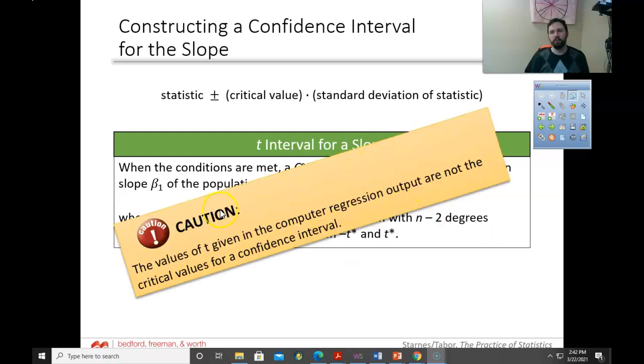Okay. Now your calculator will not give you your t value. Don't use the readout. That's not the right t.